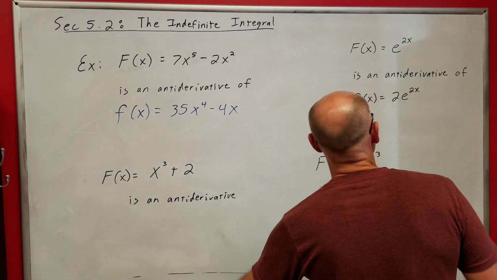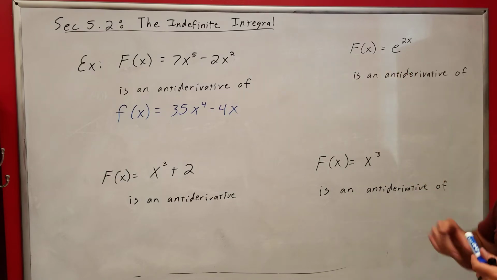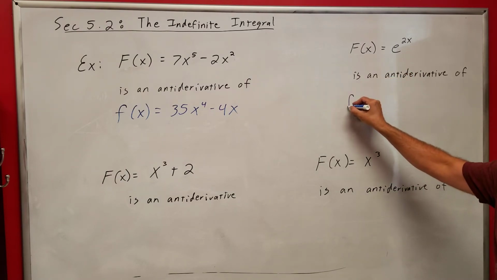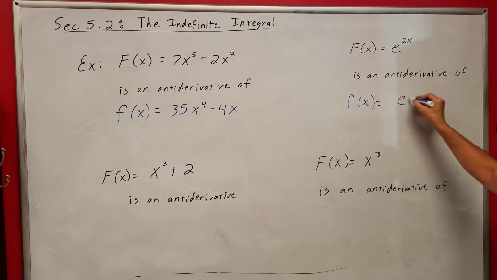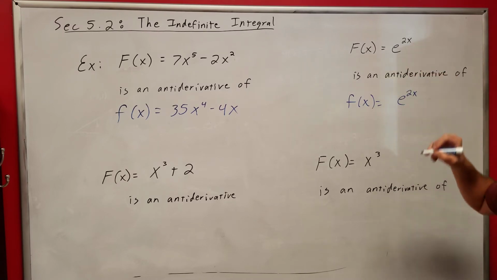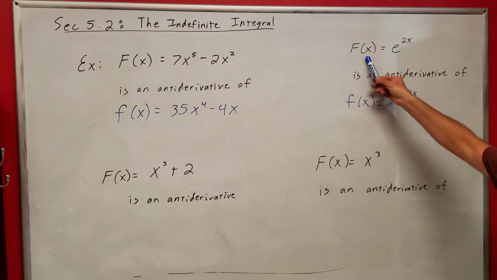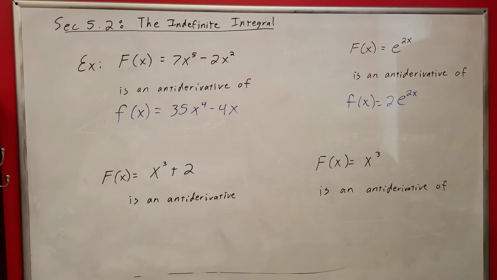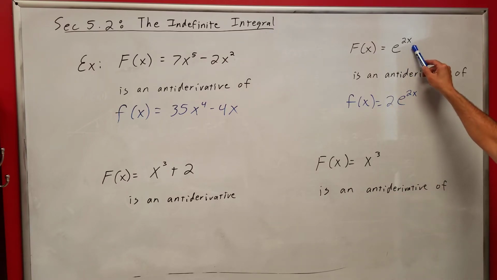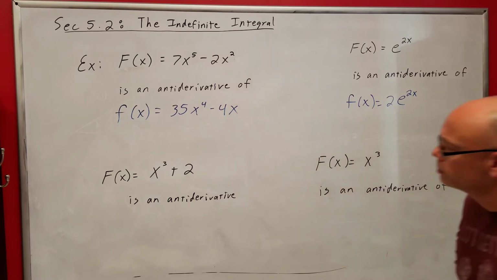Let's say we were to take the derivative of this capital F of x and call it lowercase f of x. What's the derivative of e to the 2x? e to the 2x times the derivative of the exponent, so times 2, right? So uppercase F of x is an antiderivative of lowercase f, or I could say e to the 2x is an antiderivative of 2 times e to the 2x.